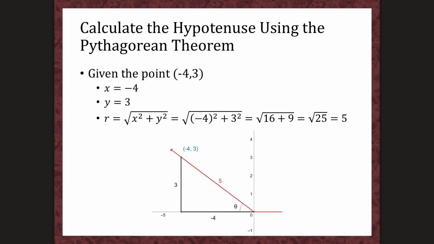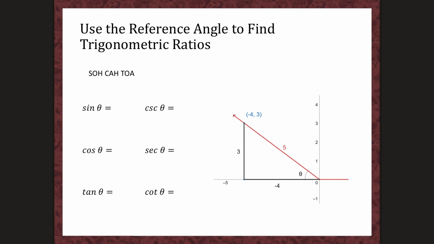Looks pretty good. So now that we know all three sides of the triangle, just like when we first learned about trig ratios, we have enough information to find all 6 trig ratios.